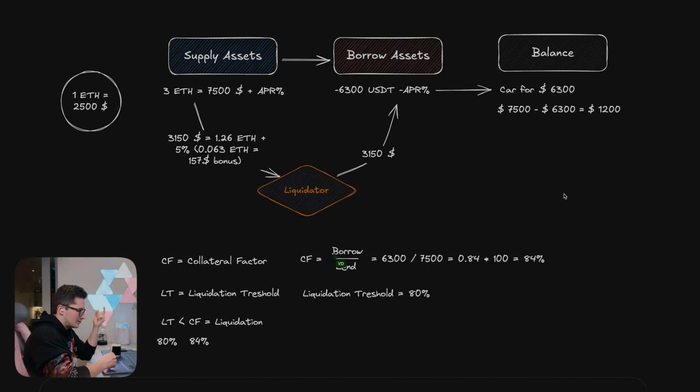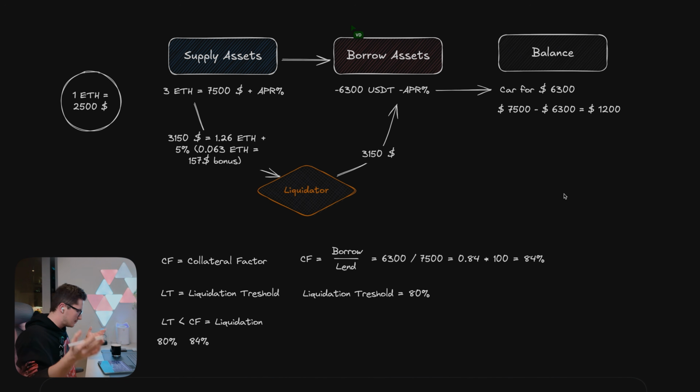And if we calculate our collateral factor right now, we do have our borrowed assets here, and we do have our supplied assets here. The coefficient here is going to be 0.84, or if we convert it to a percentage, it's going to be 84%. It means that 84% of our supplied assets are borrowed.